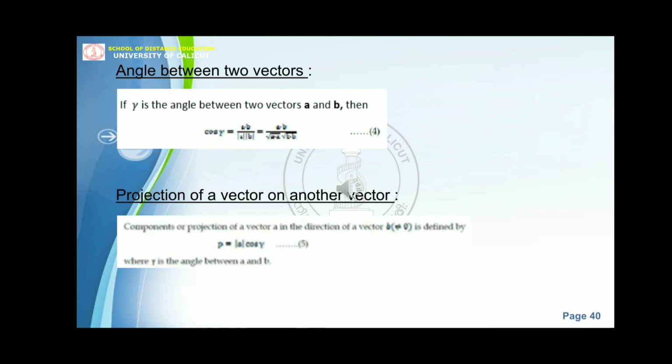Using the formula for the dot product, we can find a formula for the angle between two vectors A and B. So if gamma is the angle between two vectors A and B, then cos gamma is equal to A dot B by mod A mod B. Now next, if we want to find the component of a vector A along the direction of another vector B, then we can find that component using the formula P is equal to mod A into cos gamma, where gamma is the angle between A and B.